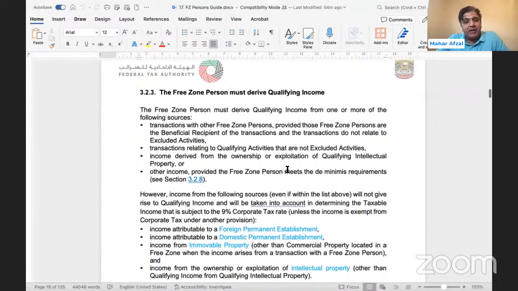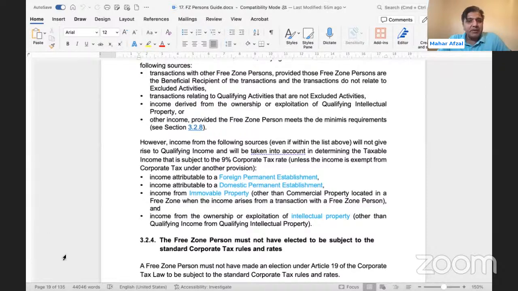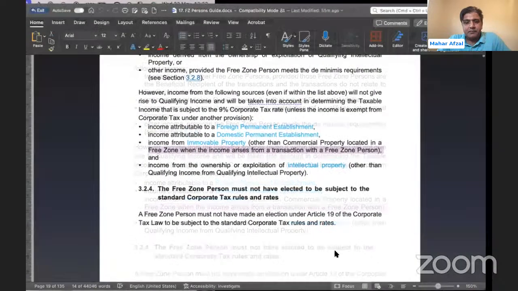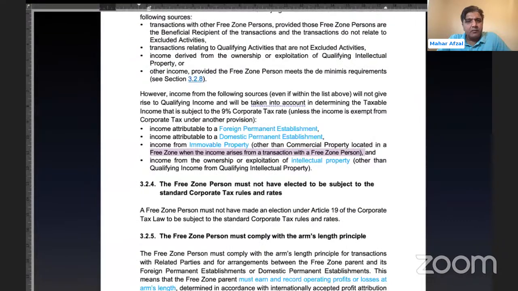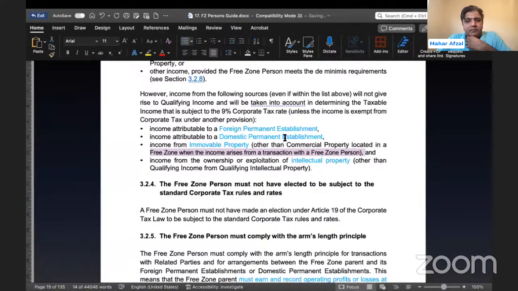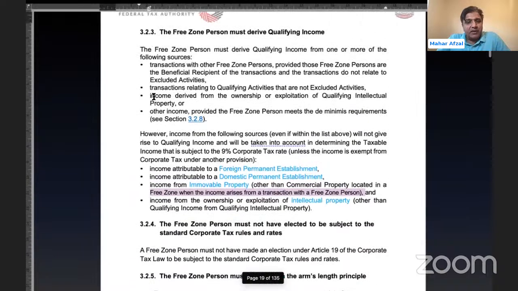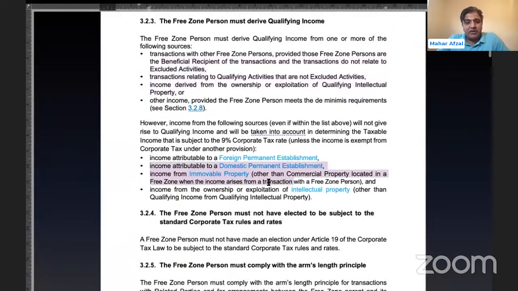Then the taxable person must have qualifying income. We already discussed the qualifying income. There are 5 categories of qualifying income. These incomes are subject to tax straightforward at 9%. Okay, this income will be straightforward subject to tax at 9%. This is basically my qualifying income. We already discussed this income will be straightforward subject to tax at 9%.